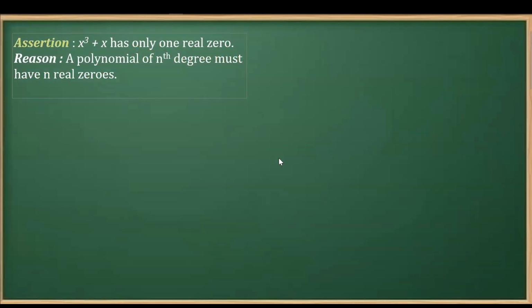In this question, the assertion says that x cubed plus 1 has only 1 zero, right? And the reason is a polynomial of nth degree must have n zeros. So let's figure out the assertion first. They say that this polynomial has only 1 zero. If we factorize this polynomial, x cubed plus x, we can take x common, so that will give you x squared plus 1. Now, if I equate this factor with 0, we get 0 as one of the zeros of the polynomial.